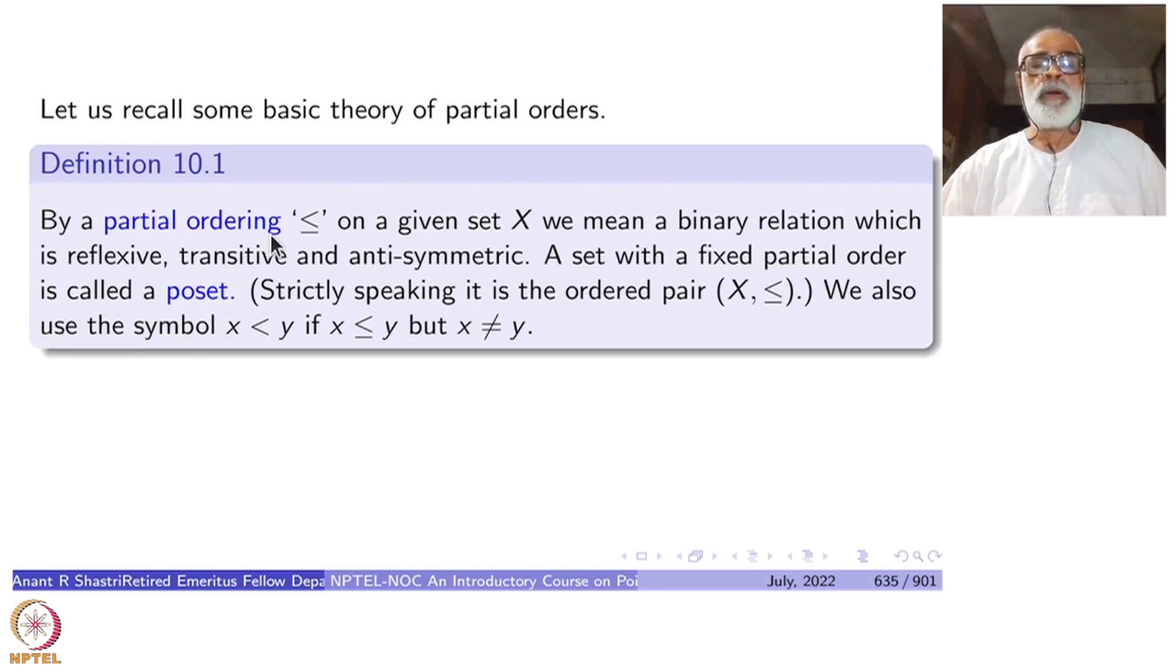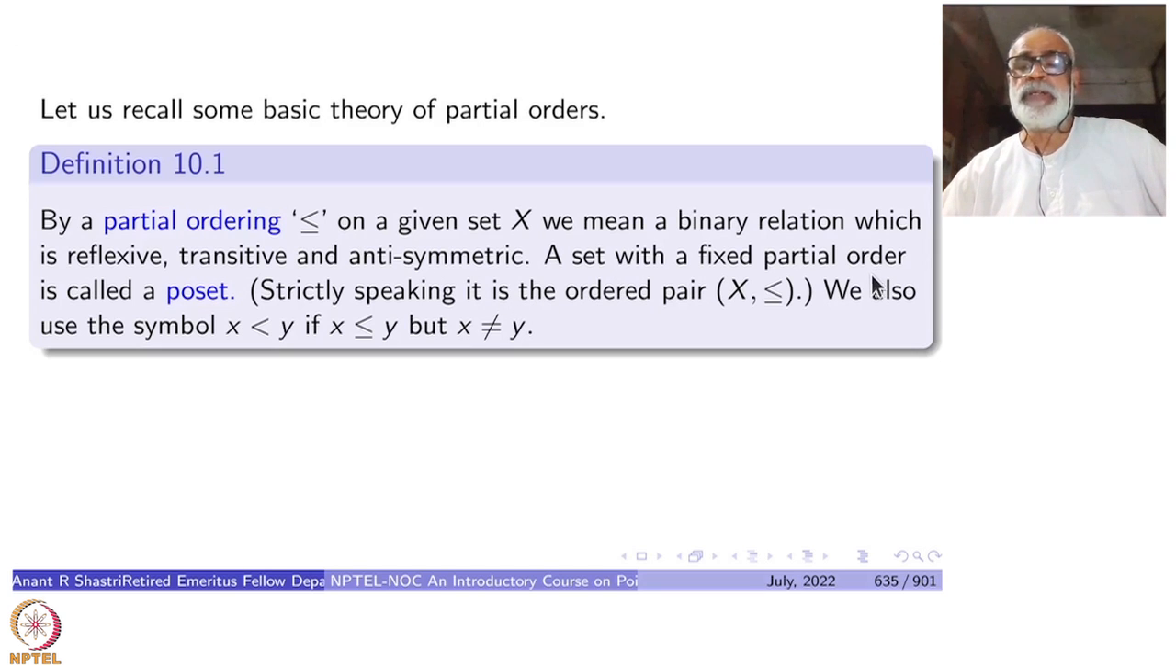By a partial ordering, which is usually written as less than or equal to, on a given set X, we mean a binary relation which is reflexive, transitive, and anti-symmetric. Unlike in the case of an equivalence relation, which is reflexive, transitive, and symmetric. So that is the big difference here, anti-symmetric. Anti-symmetry just means that if x is less than or equal to y and y is less than or equal to x, then x must be equal to y.